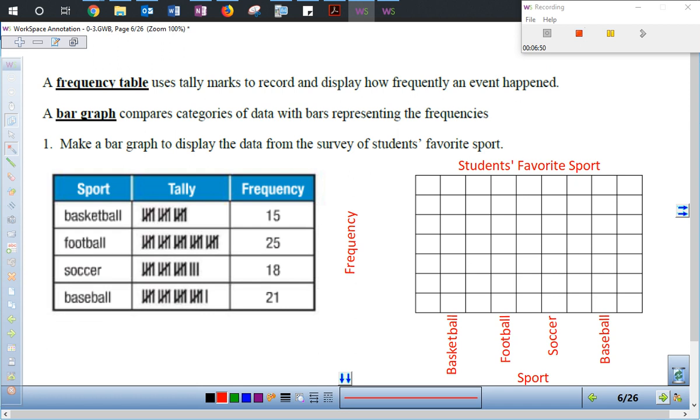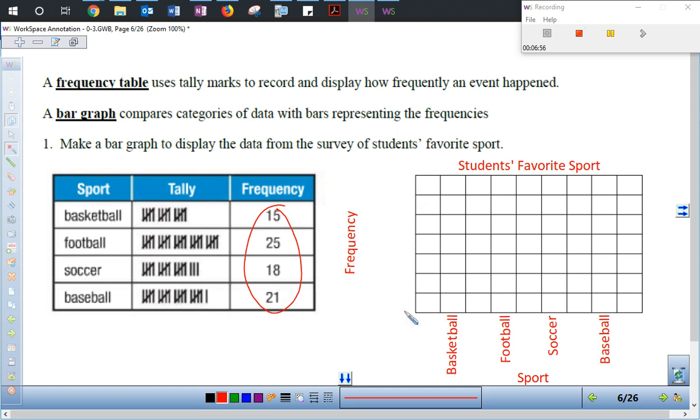Now, we have everything labeled, but finally we need numbers here because the frequency is dealing with numbers, and we need to make sure that they are in a pattern. We can't just go through and write all the numbers in order of 15, 18, 21, 25. That doesn't give us a pattern. We need to come up with something called a scale, and a scale is a pattern of numbers that's going to make these fit on my axis.